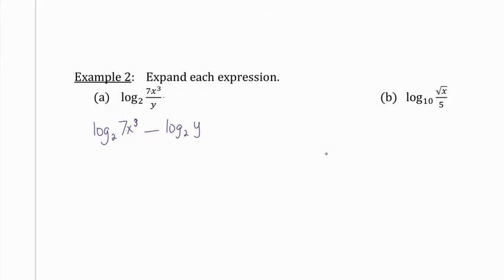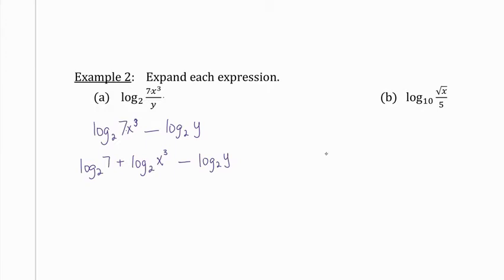So this is 7 times x cubed. So I can separate those two with addition because I'm multiplying those two numbers. So this would become log base 2 of 7 plus log base 2 of x cubed. And then we still have minus log base 2 of y. Okay, so multiplication of the first two and then subtraction. If it helps, you can put this in parentheses. You don't have to have them there, but if it helps you see how it works, you can do that.